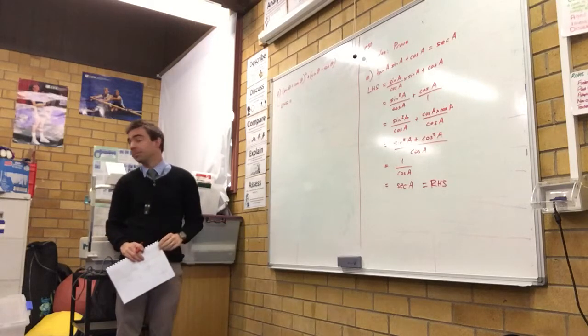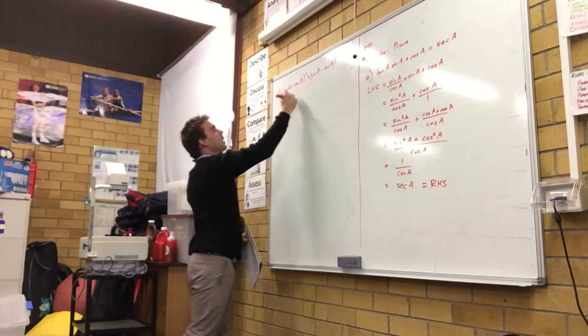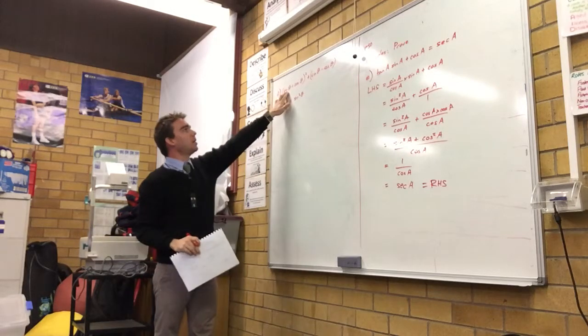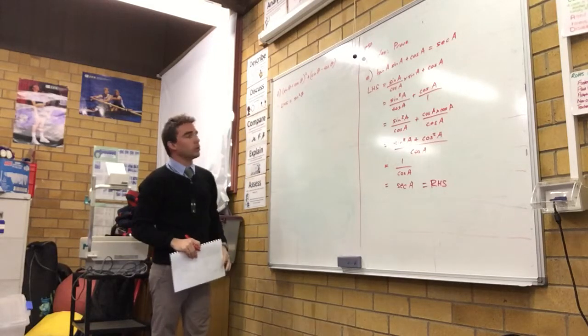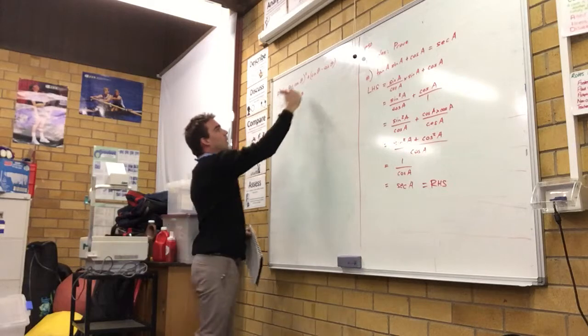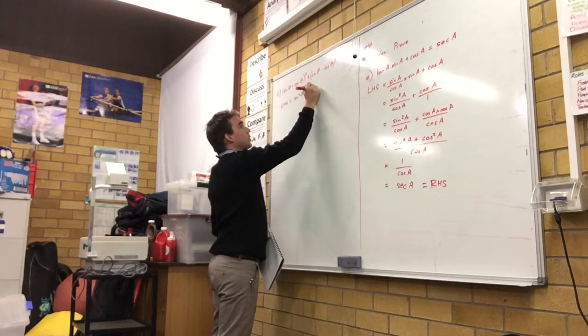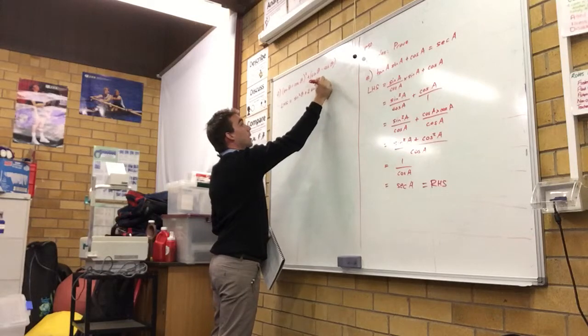So what can I do? Expand it. Alright, so we've got sine squared theta, so this squared, plus 2 times the product of the two terms in the brackets. So multiply the two terms together and double it. So you have 2 sine theta cos theta.